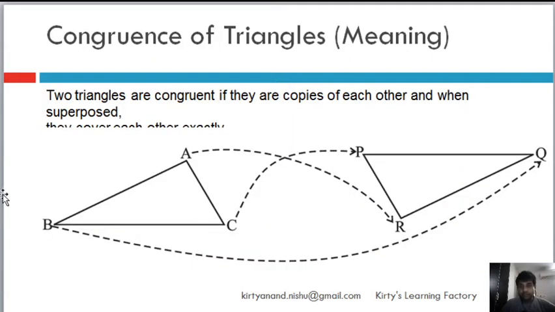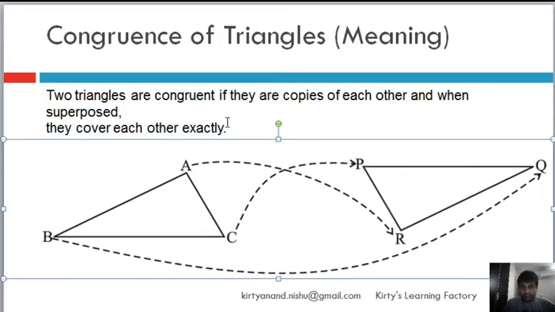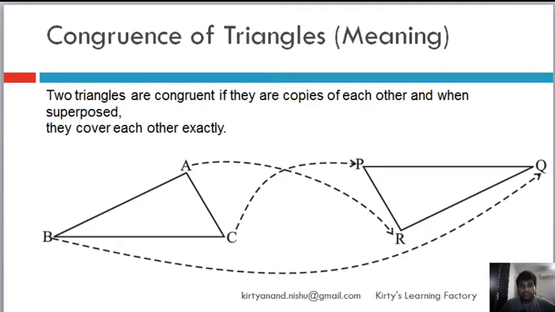Now let's learn congruent triangles. Once again, I've already explained that these two triangles have to be exact copies of each other when superposed. The meaning of superposition is that you put the figures over each other, and if they cover each other completely, they are congruent. So the process of keeping one figure over another figure is called superposition, okay. And the condition for congruency is that they should cover each other exactly.